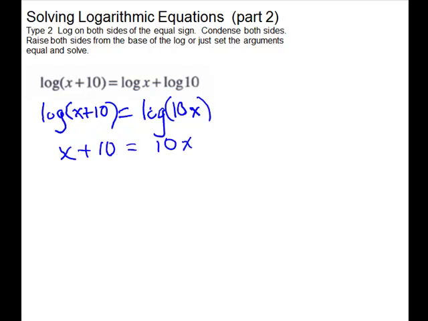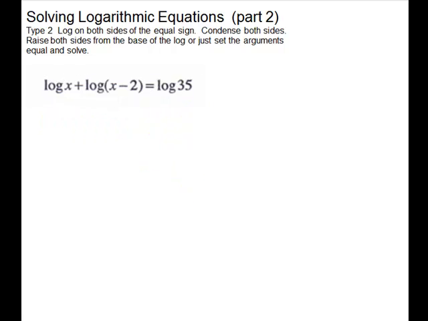Right, so I have x on both sides. I'm going to subtract this x, which will leave me 10 equals 9x. Divide by 9. So 10/9 equals x. Remember to check. If you plug 10/9 in here, that's okay. That's bigger than 0. 10/9 here is fine, and nothing to plug in there. So your answer is 10/9.